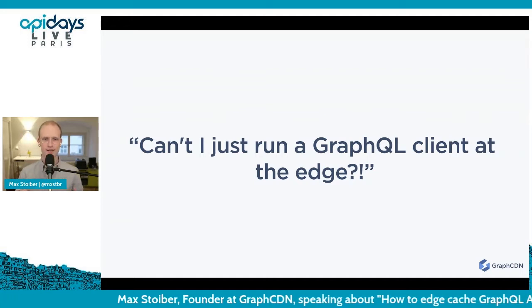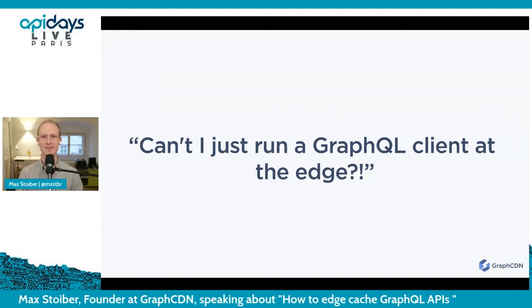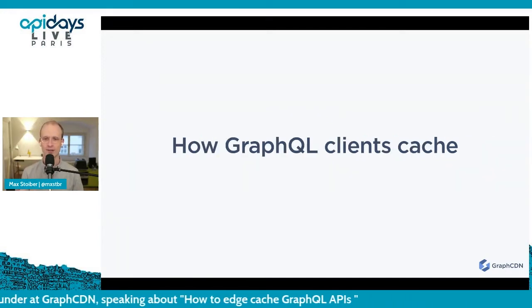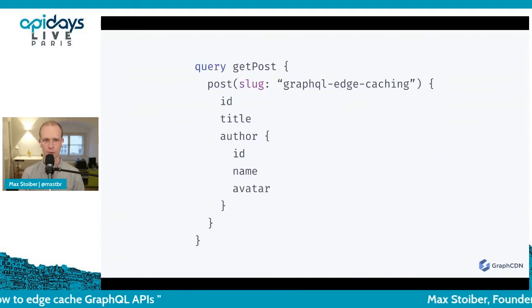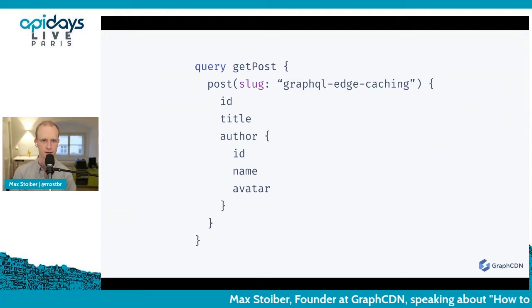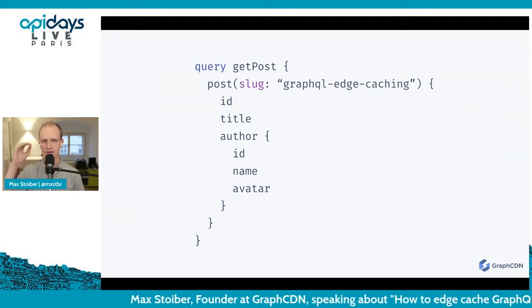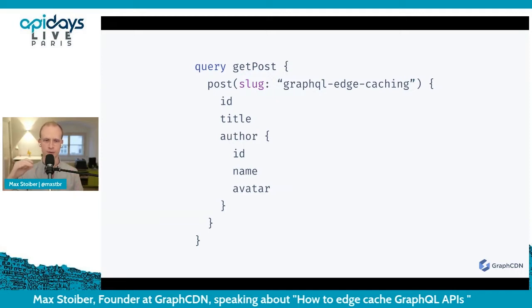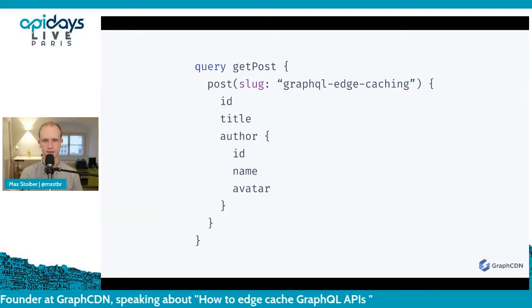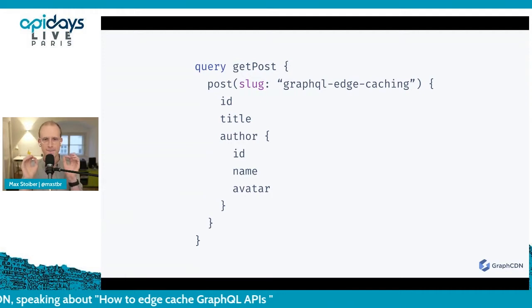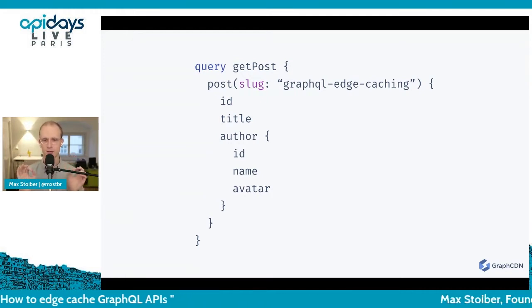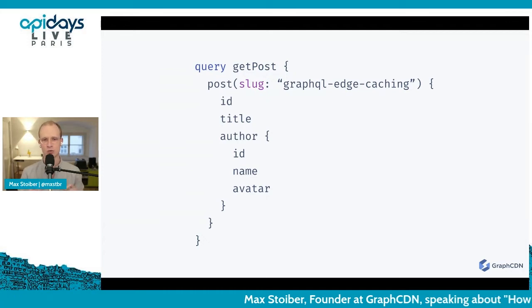To answer why that isn't quite as simple as I maybe thought it was, let's take a look at how GraphQL clients cache. Imagine a very typical GraphQL query where you're fetching a blog post. In this case, we're fetching the blog post with the slug GraphQL edge caching, and we're fetching its ID, title, and the author. And of the author, we're fetching the ID, name, and avatar. Now, there's one magic trick that is built into every single GraphQL API that actually makes GraphQL ideal for caching.